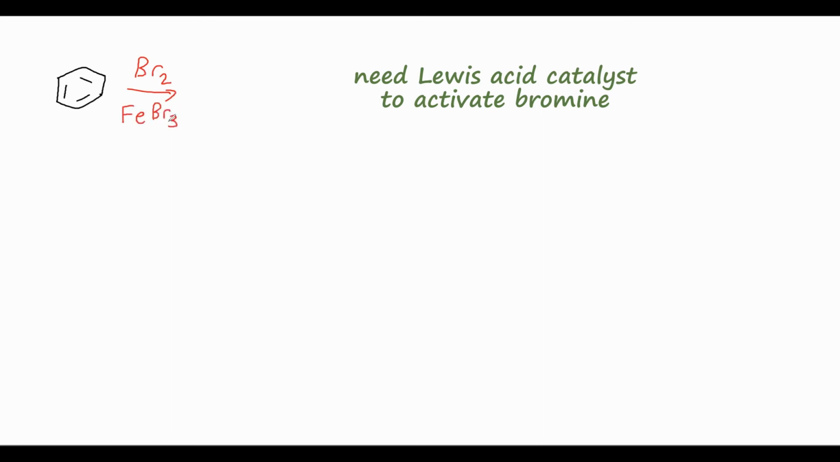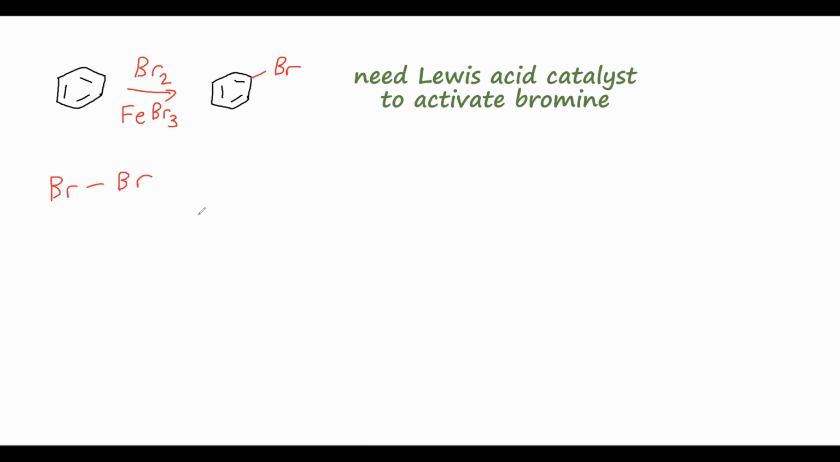And as we'll see in a second, this is going to allow the substitution reaction to occur, and we're going to get the substituted aromatic ring with one bromine on one of these carbons. Okay, so what is the mechanism for this? Well, we'll start with our Br2 molecule, but this isn't going to be electrophilic enough to undergo substitution.